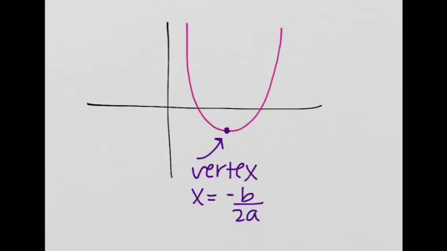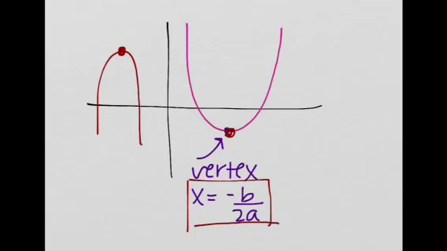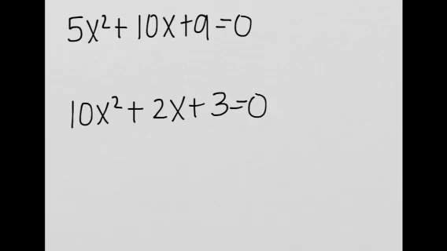Another important thing about the quadratic graph is the vertex. The vertex is the point where it's either the bottommost or the topmost. For example, if the quadratic looked like this, then this would be the vertex, the topmost or the bottommost point. The vertex is always at x equal to negative b over 2a. So the x-coordinate of the vertex is negative b over 2a. Let's do some examples.